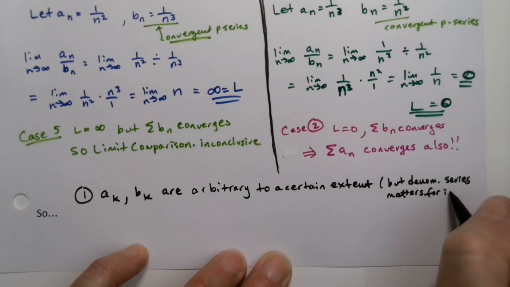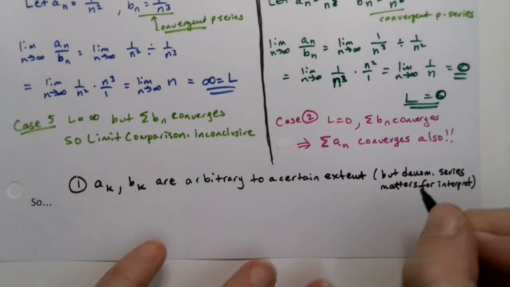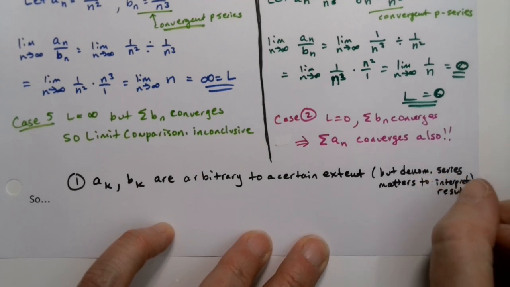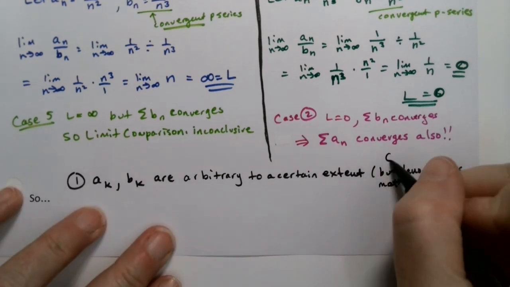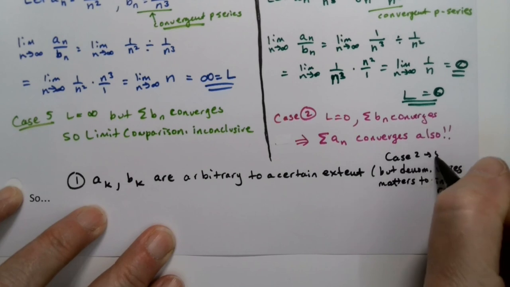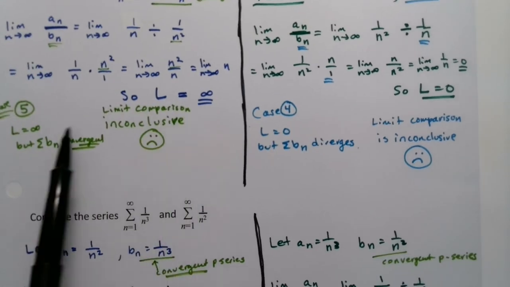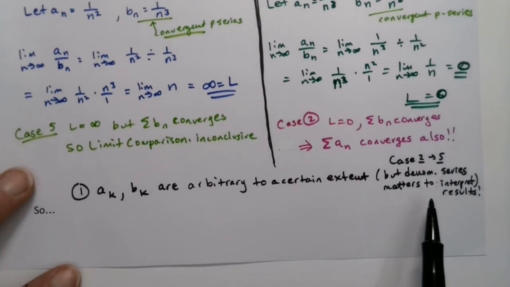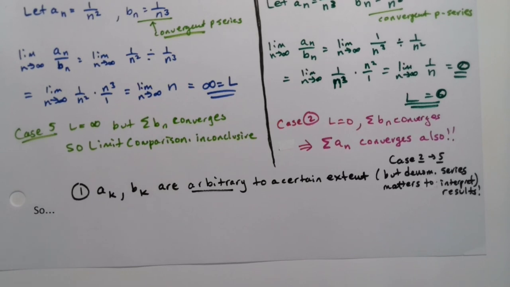The denominator series matters to interpret results. In particular for cases 2 through 5, the denominator will matter. Here we saw it was infinity, but it wouldn't work because the denominator was convergent. Here we saw it was 0. So it matters for that bit of it, but the beginning selection of them is arbitrary. It doesn't matter which one you pick to be which one at the start.